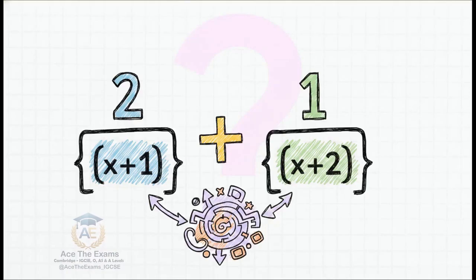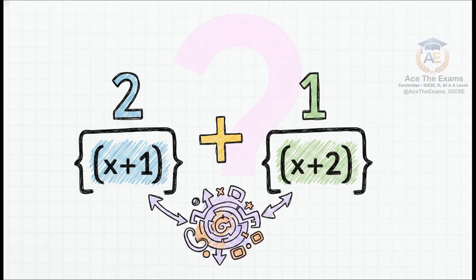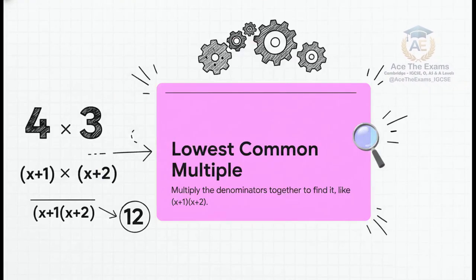But let's push this strategy to the limit. What happens when those algebraic denominators are complex expressions and they clearly aren't multiples of each other? Imagine the exam gives you 2 over the bracket x plus 1 and asks you to add it to 1 over the bracket x plus 2. How on earth do we find a common denominator for something like that? The secret is surprisingly straightforward.